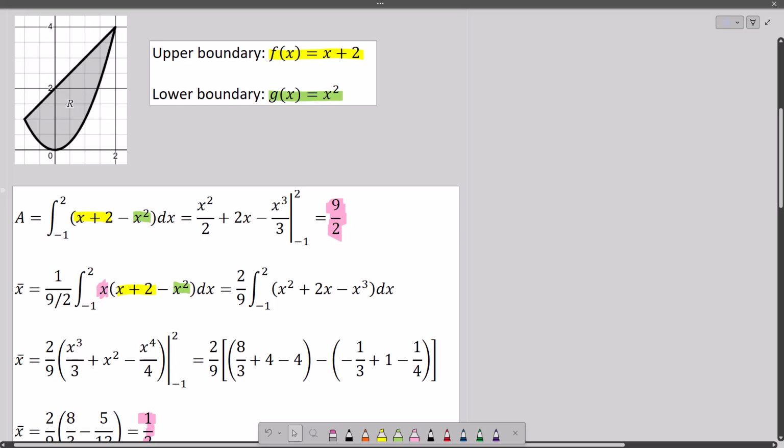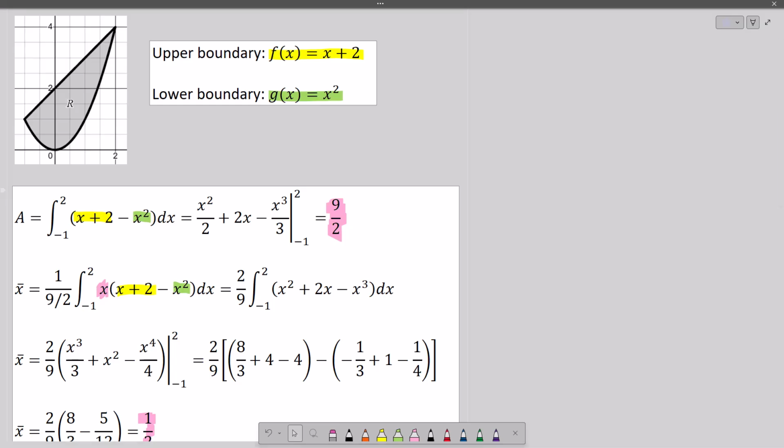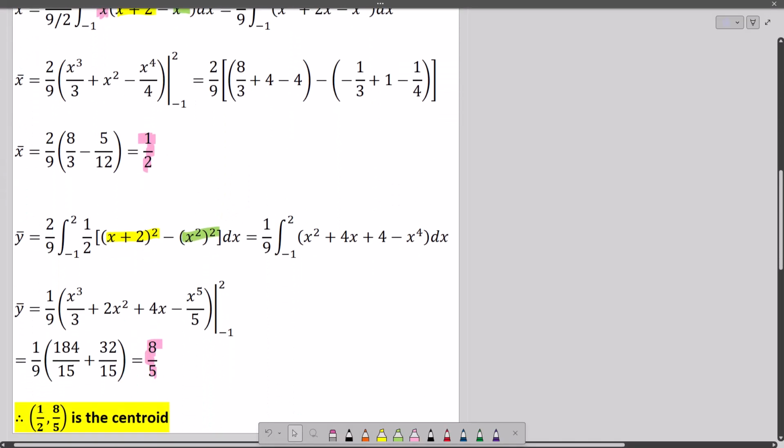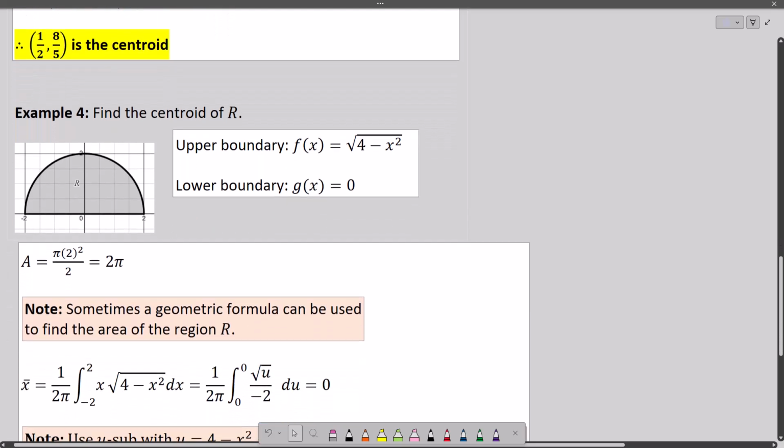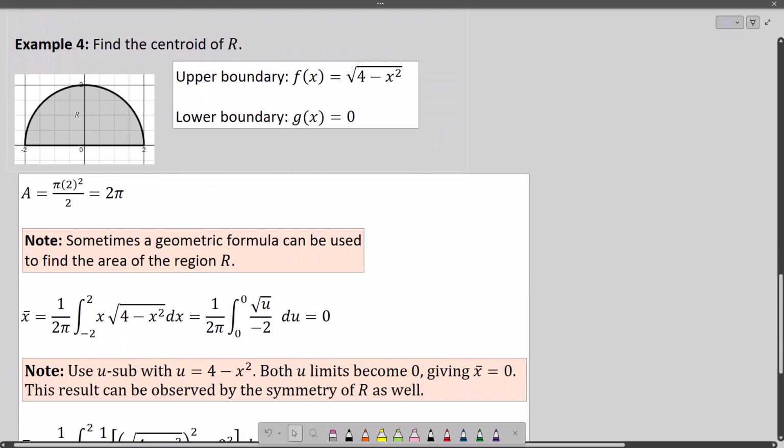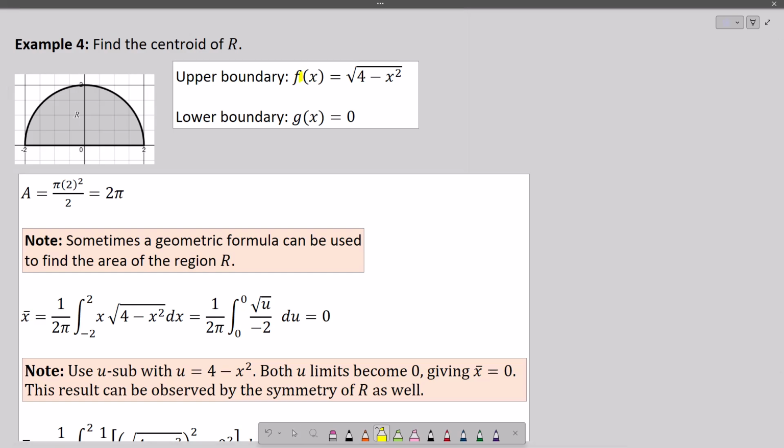So if that thing were laying flat, and you stuck your pencil right on that center of mass, or that centroid, the thing would balance on your pencil. Okay, so one more of these. So notice with this one, once again, we identify our upper curve, we identify our lower curve.